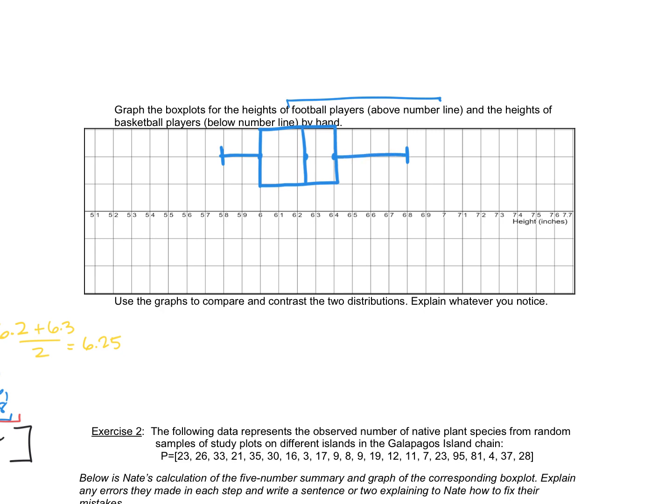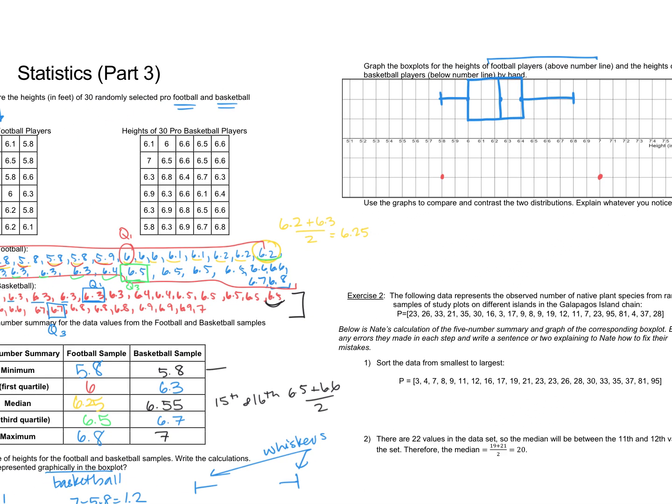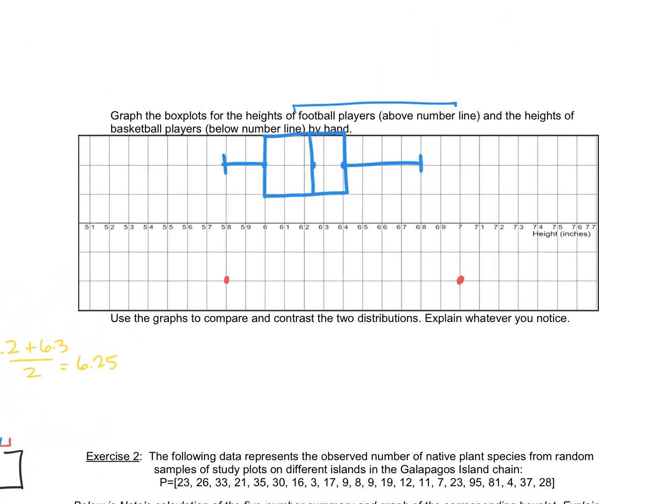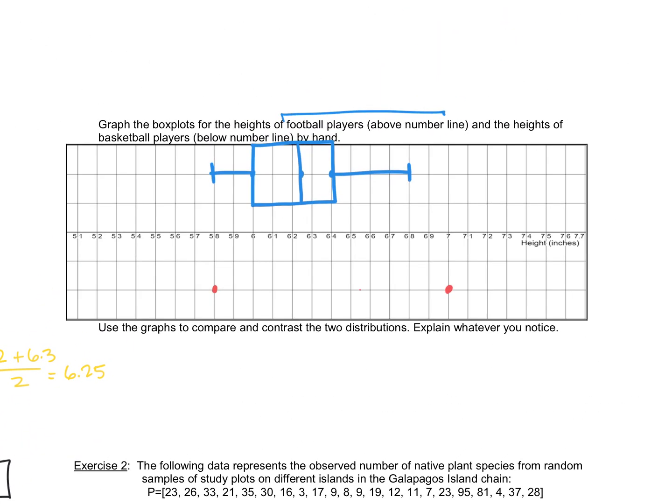And then for the basketball players, we also had a minimum of 5.8, but that one had a maximum at 7. So it was a little wider range. Visually you can see that happening. Now for our median, let's remember that really quick: our median was 6.55 this time. And our Q1 was 6.3 and our Q3 was 6.7.